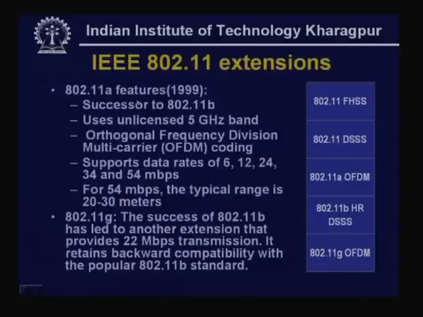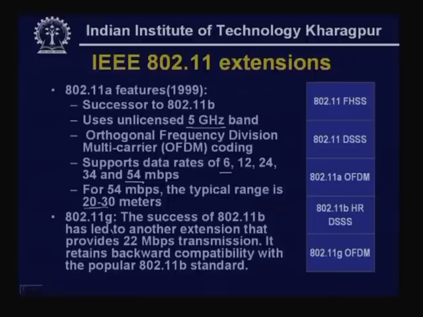Now, subsequently IEEE 802.11a has been proposed, which is the successor of 802.11b. It uses the unlicensed 5 gigahertz band, and it uses a special type of coding known as orthogonal frequency division multiplexing. It is essentially very similar to frequency division multiplexing, but there are some differences. We are not discussing the details here, and it supports a variety of data rates starting from 6 megabits per second to 54 megabits per second: 6, 12, 24, 36 and 54 megabits per second. And for 54 megabits per second, the typical range is small, 20 to 30 meters. For lower rates, the range is 100 meters or more.